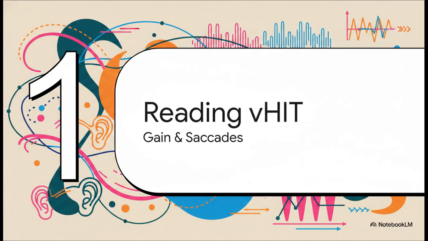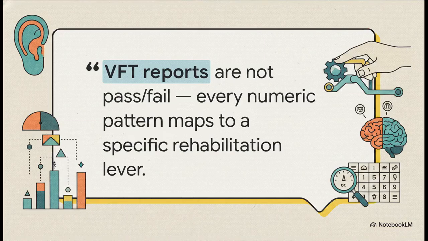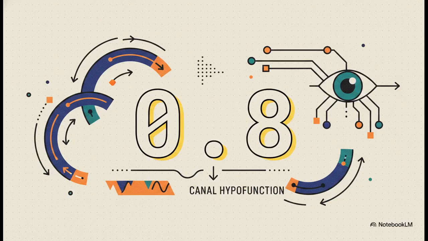Section 1. Reading vHIT, gain and Saccades. This requires a complete paradigm shift for us as clinicians. The VFT reports are not just a simple pass or fail. Every single numeric pattern maps to a very specific rehabilitation lever. Honestly, if you take away just one thing from this explainer, let it be this. Reading the actual numbers replaces generic guesswork with precise, mechanism-targeted dosing. We're not just scanning for a normal or abnormal box to be checked, we're hunting for the patient's specific mechanical blueprint.